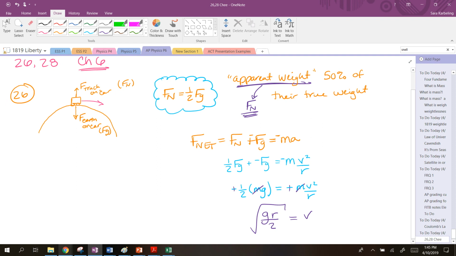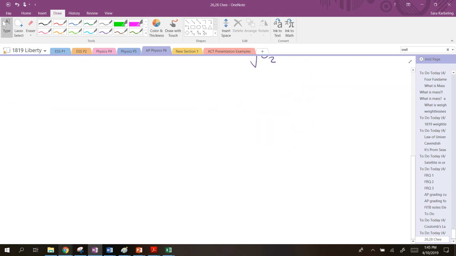So apparent weight, what are we looking for? The normal force, right? Do you want me to go through it? Yeah, let's do it. Okay. So this is 26.